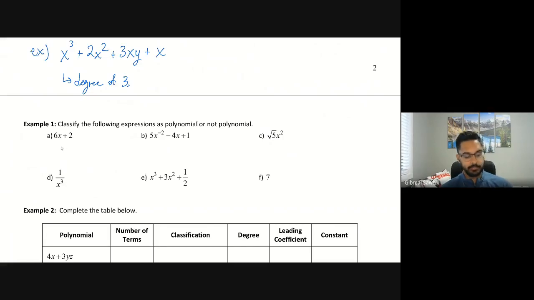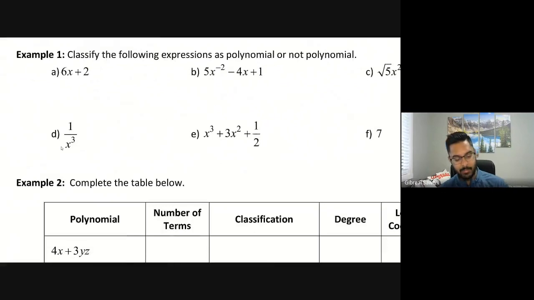So for A, that definitely is a polynomial, since I've got 2 different terms, separated by addition or subtraction. My x has a degree of 1. So this is a very, very common polynomial function we classify as linear. So that is polynomial.